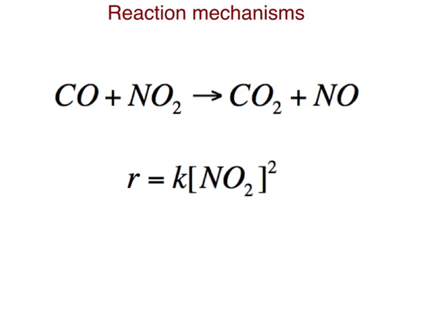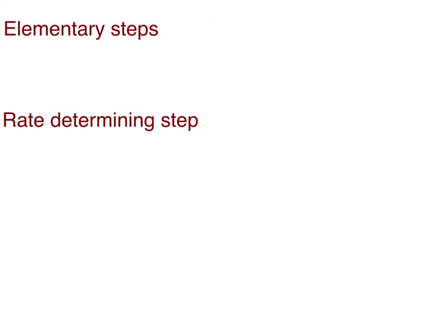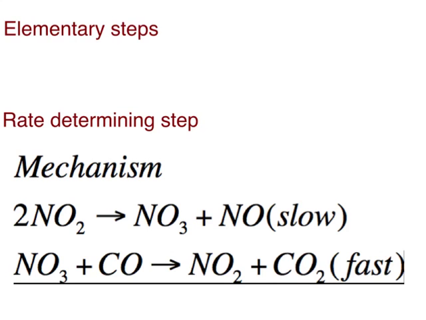Let's continue by talking about the steps that make up reaction mechanisms. Reaction mechanisms are made up of two or more elementary steps. An elementary step is a simple reaction that represents a part of the progress of the overall reaction, but at the molecular level. Let me show you. So this is a reaction mechanism consisting of two elementary steps.